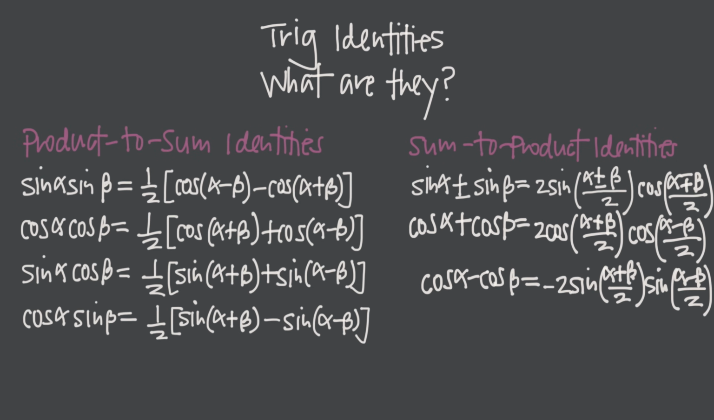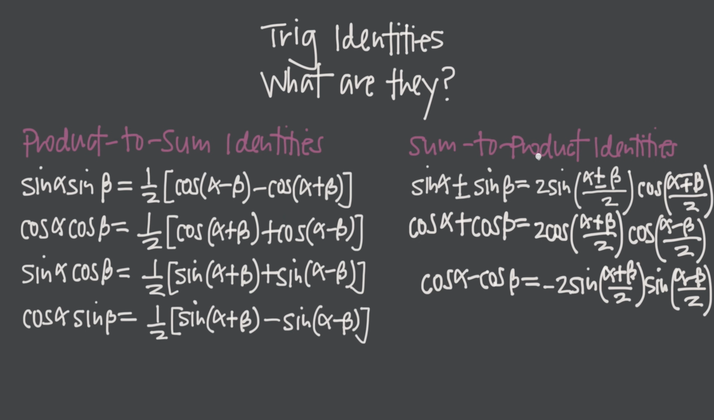Lastly, these are the product to sum and sum to product identities, and the names kind of speak for themselves. The reason we call it product to sum is because we start with a product, the multiplication of sine alpha times sine beta, and we change that into a sum or a difference. We could still call it a sum because though we have a difference here, cosine alpha minus beta minus cosine alpha plus beta, we could just call this plus negative cosine alpha plus beta, and then it would be a sum. So we just call it product to sum identities. We're changing any of these products here into these sums.